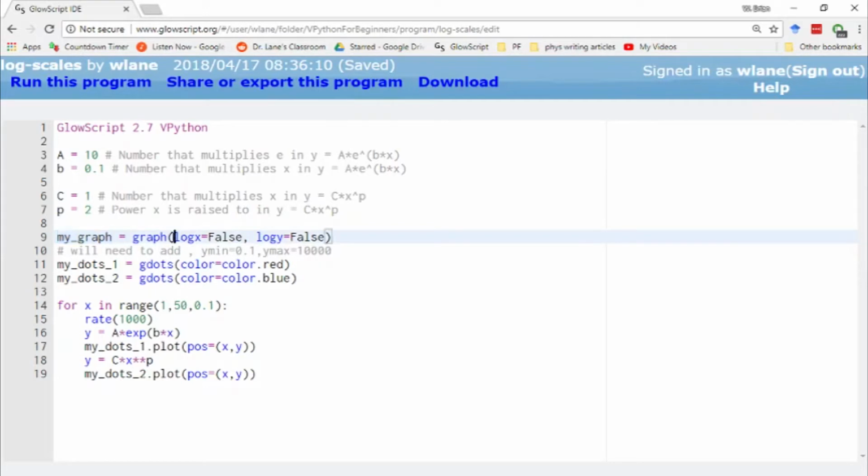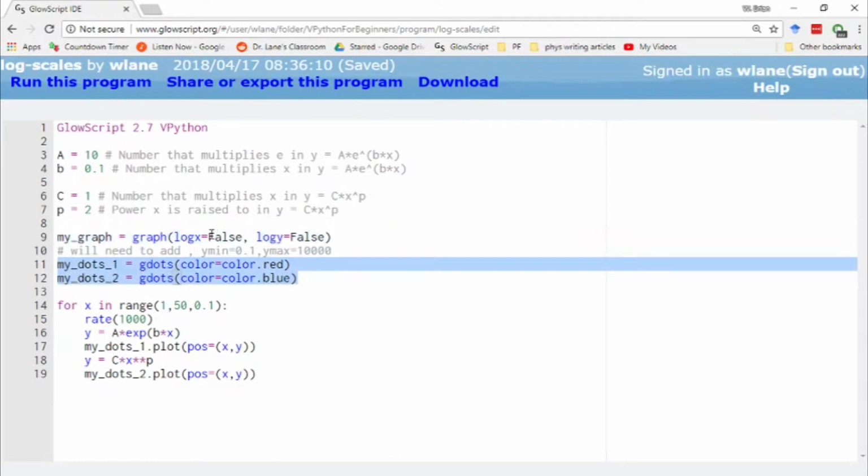We're going to start out with just linear scales. So the way you control a log versus a linear scale in VPython is with these log x and log y arguments. So a log x or log y of false means you are using a linear scale. If we set it to true, then we're going to use a logarithmic scale. And here we're keeping track of our two functions. We're going to graph the first one in red and the second one in blue.